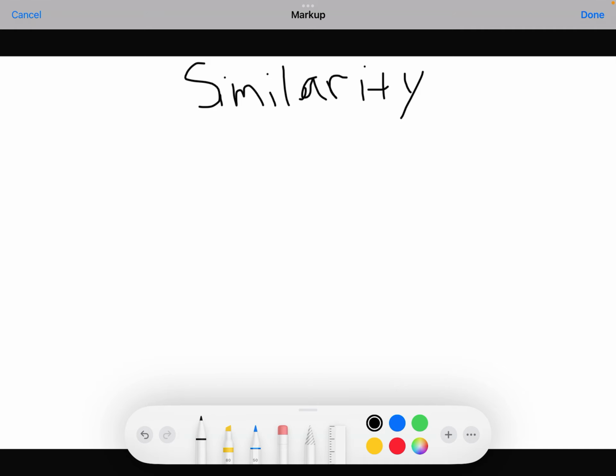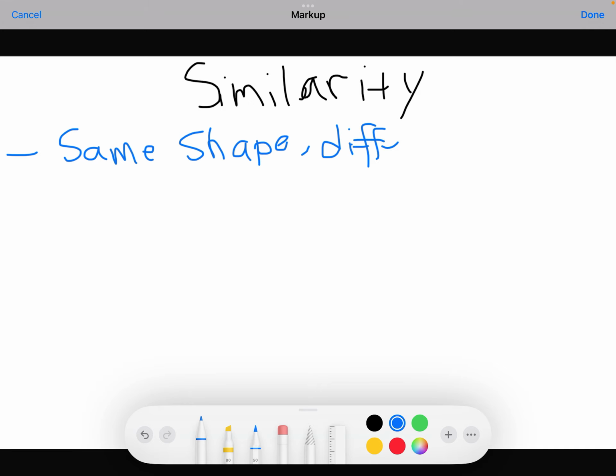Alright, so let's keep it simple. First of all, what is similarity? It just means when two shapes are almost congruent. Let's put it like that. So congruent was that they're the same shape and the same size. Similarity, we still want to have the same shape, but this time we have it in different sizes.